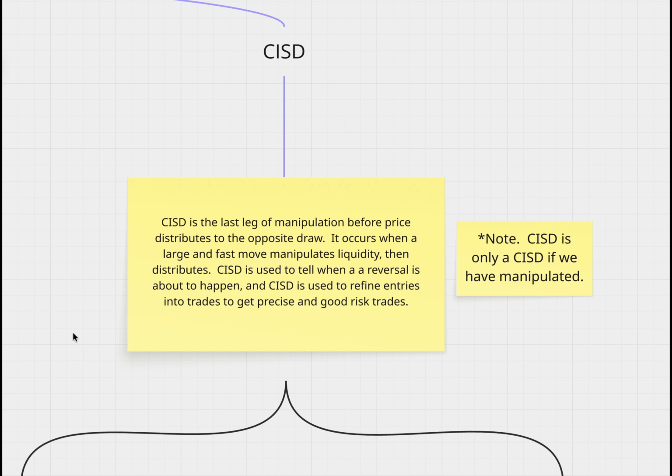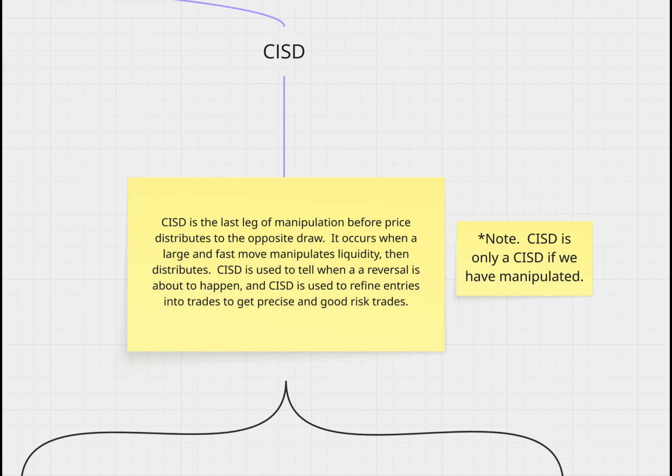So what actually is change in the state of delivery? By the way, I'm going to call this change in state because it's easier. Change in state of delivery is the last leg of manipulation before price distributes to the opposite draw. It occurs when a large and fast move manipulates liquidity, then distributes. Change in the state is used to tell when a reversal is about to happen.